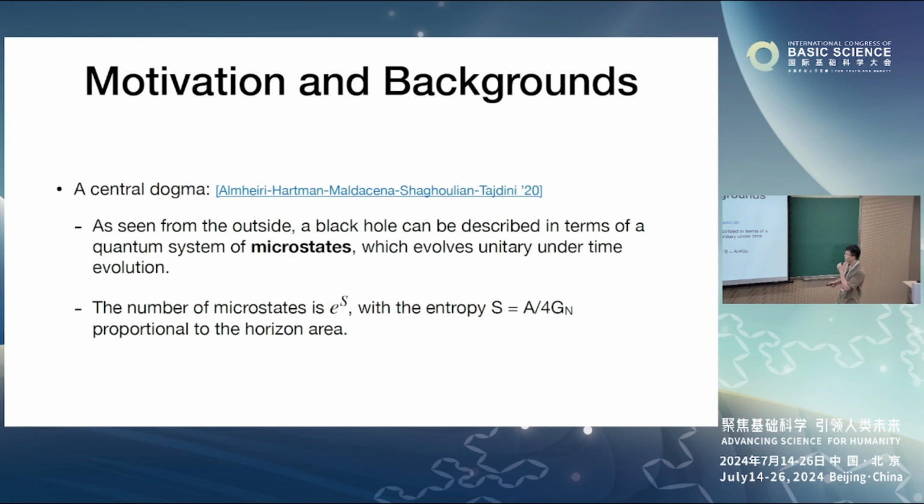A very important central dogma when we study black holes is that if we look at a black hole from the outside, a black hole can be described in terms of a quantum system of microstates. And these microstates will evolve unitarily under time evolution. The previous entropy given by the area divided by 4G Newton, if we take the exponential of this entropy, is the number of these microstates. So the black hole entropy has a macroscopic statistical mechanical interpretation as the number of states.